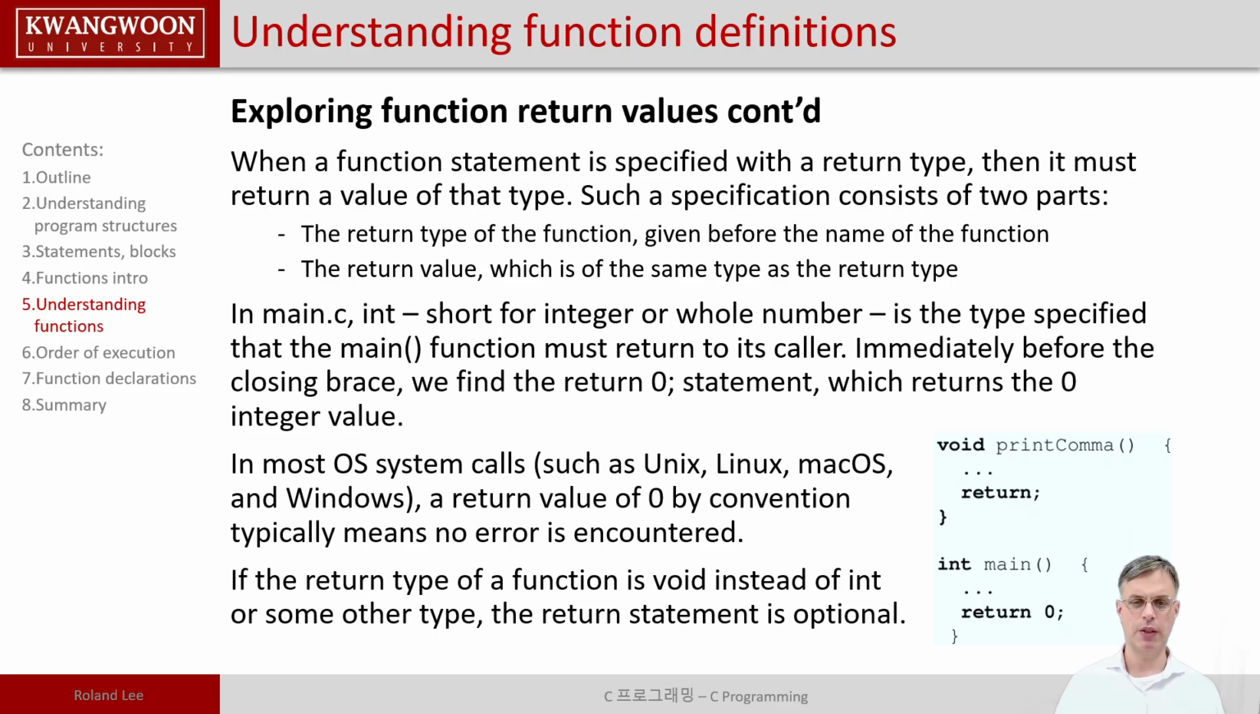In most OS calls, a return value of 0 by convention typically means no error was encountered. If the return type of a function is void instead of int or some other type, there is no return value. The return statement is optional. Consider the following two functions. Here you see void, and there is no return value.